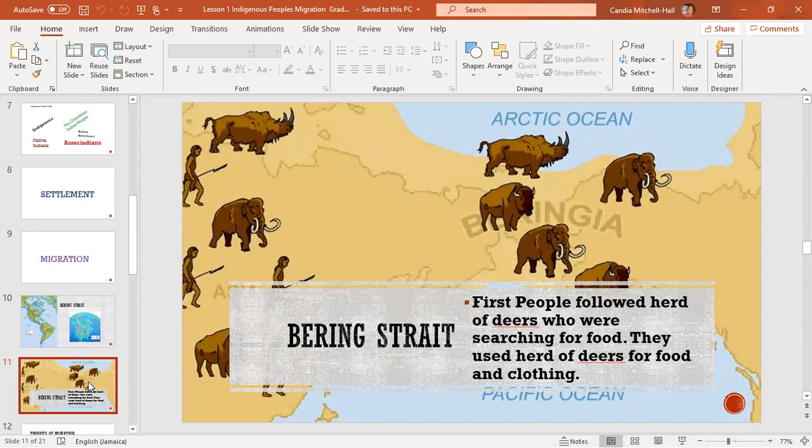Now, during the Ice Age, ladies, during the fourth Ice Age, there was a shortage of food and vegetation for animals and people. Because if the entire place is cold, then you're going to have problems finding food. You're going to have problems finding food for both animals and people. So that is the first thing that we need to know.